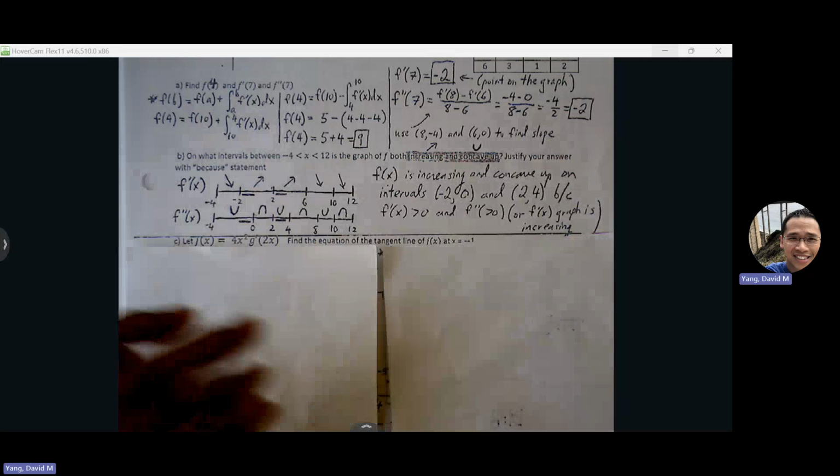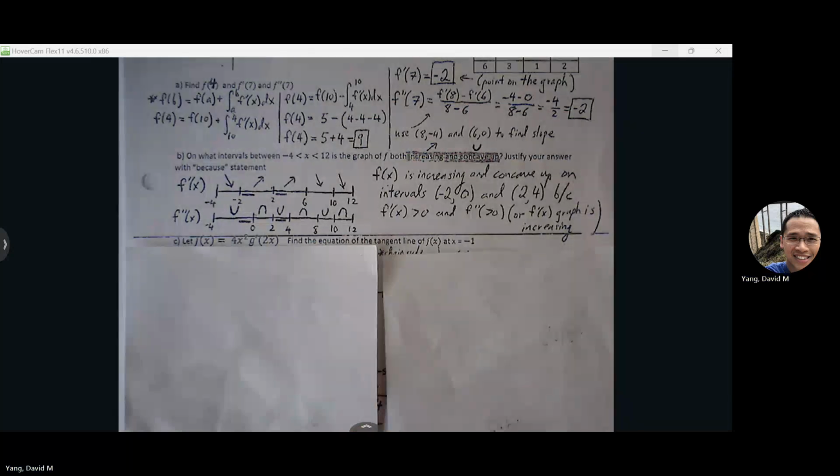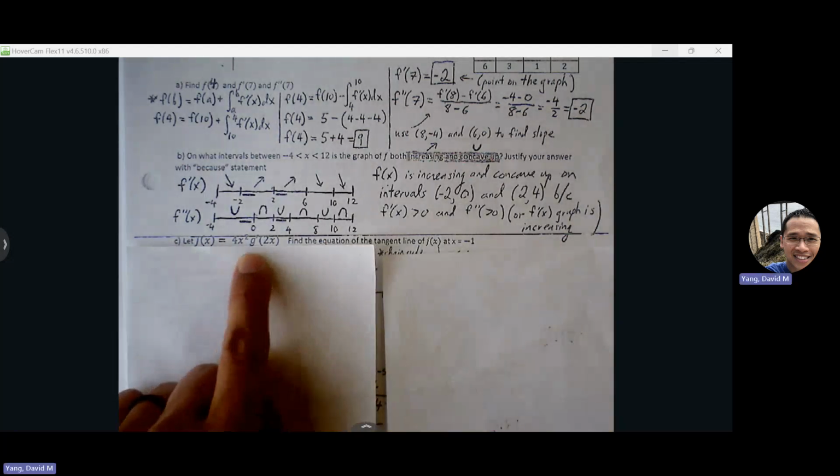All right, next part, find the equation of tangent lines. So plug -1 into the function to get your ordered pair. You may be pulling some data from the table since you're involving G prime. And then to find the slope, you're going to build the derivative. To build the derivative, what's involved here?